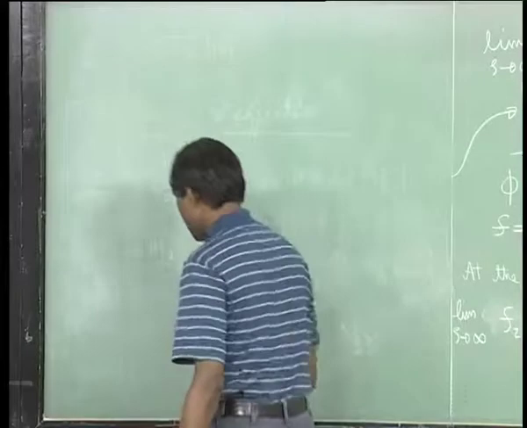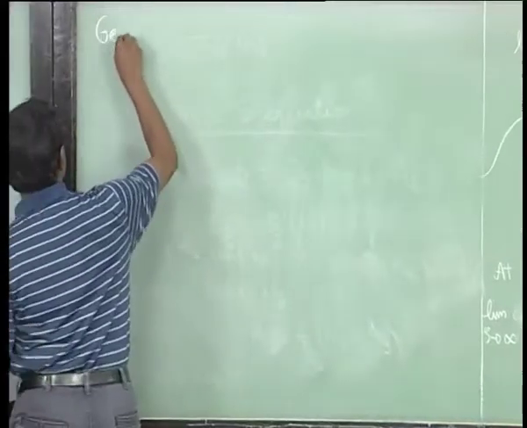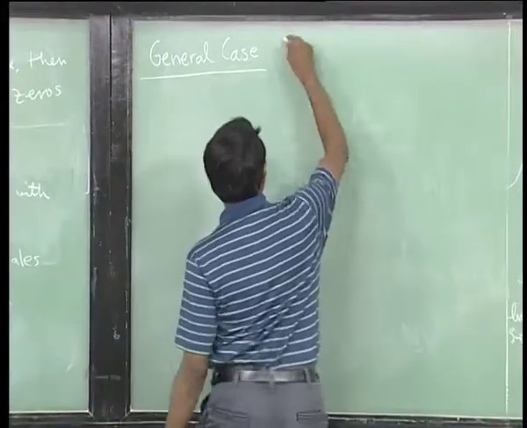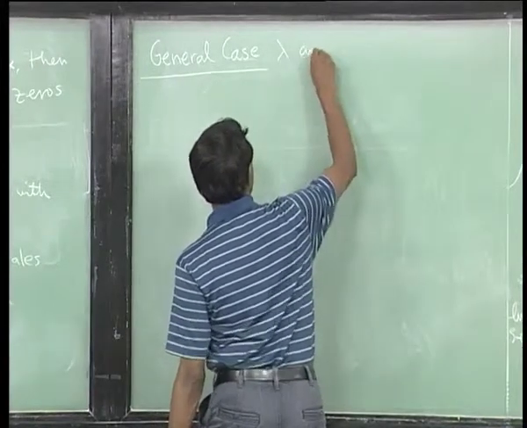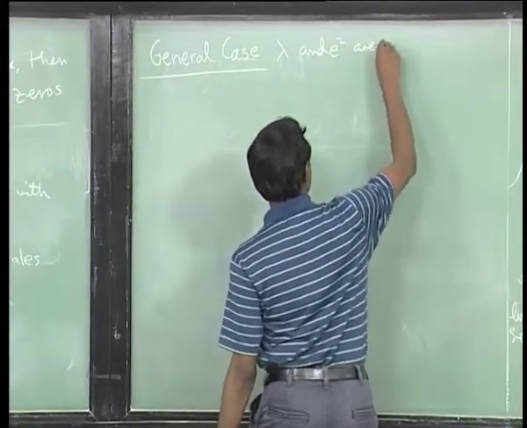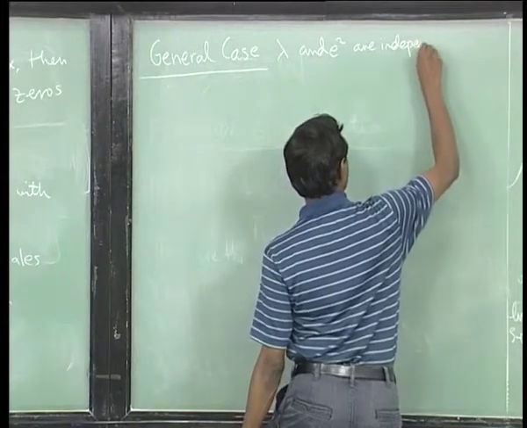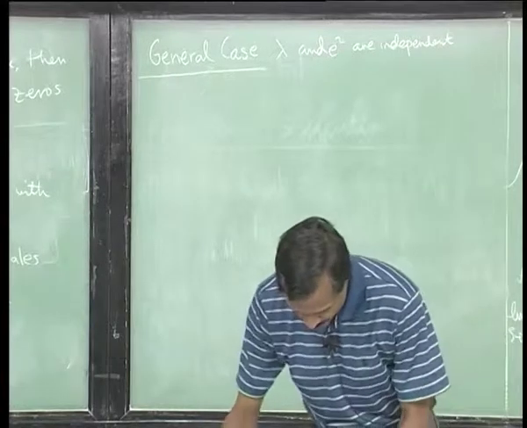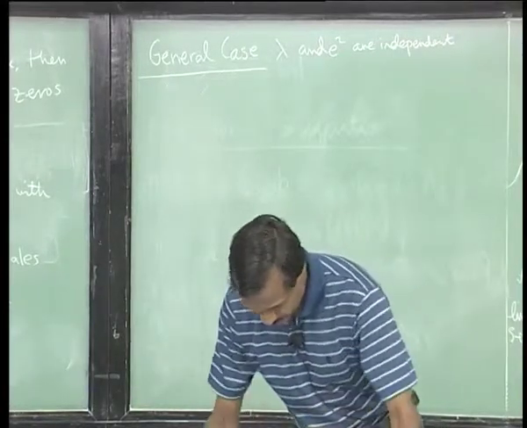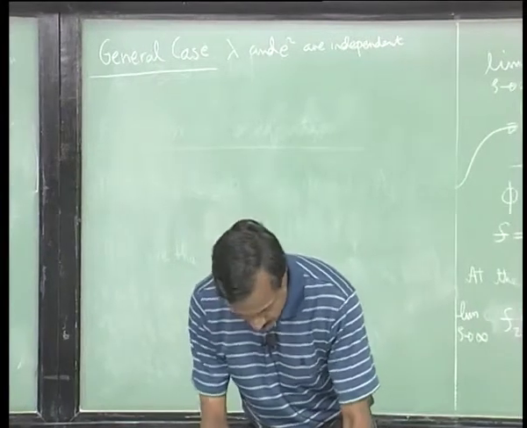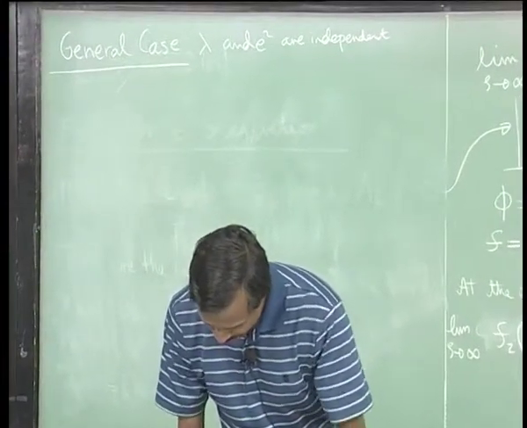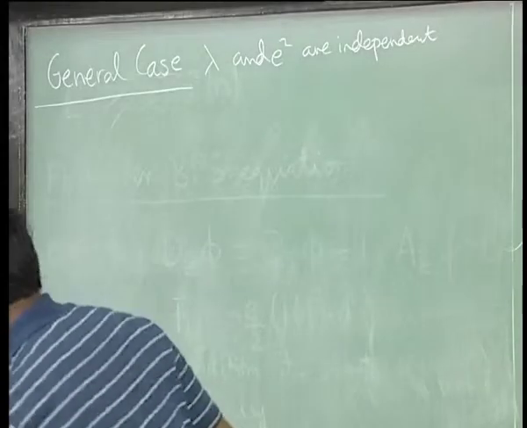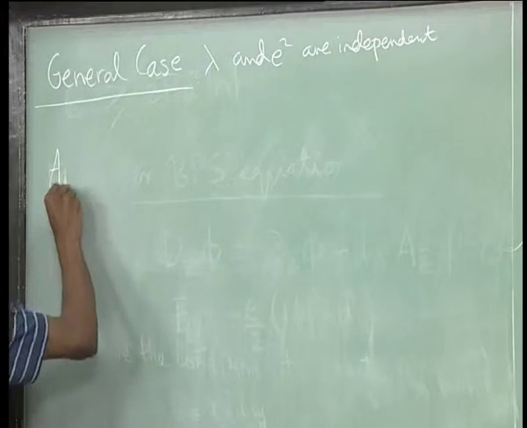Okay. So now we are going to the general case. So lambda and e square are independent. So we need to put in some ansatz, etc., and I will do that in a moment. So let us choose an ansatz.